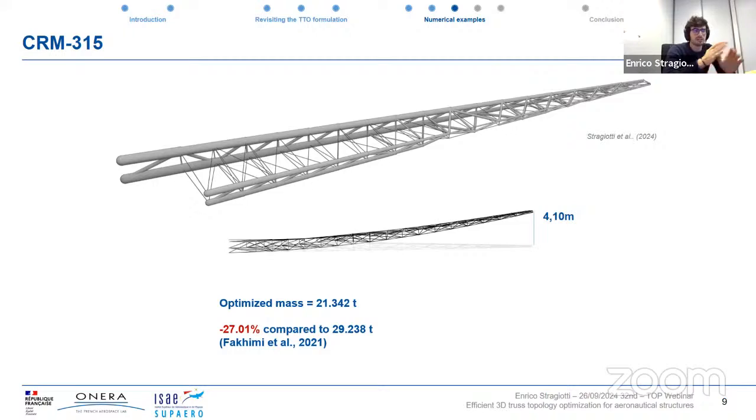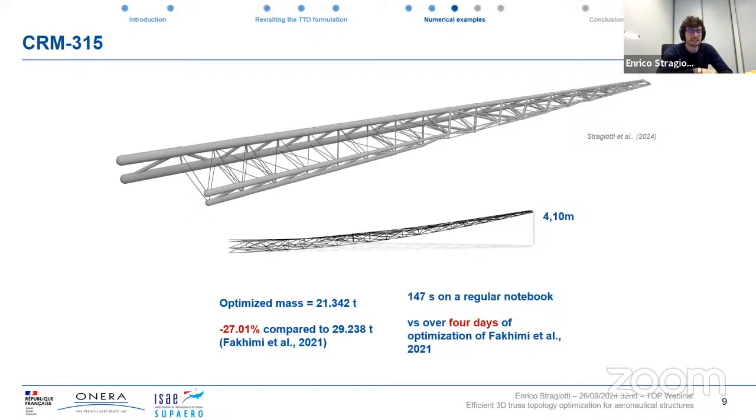So for 350 members in the ground structure, in the solution, we have only 250 that are active. And then, most importantly, this is a solution that has been generated in a little bit more than 2 minutes on a regular notebook, while in the case of Fakimi, it was more than 4 days of calculation.